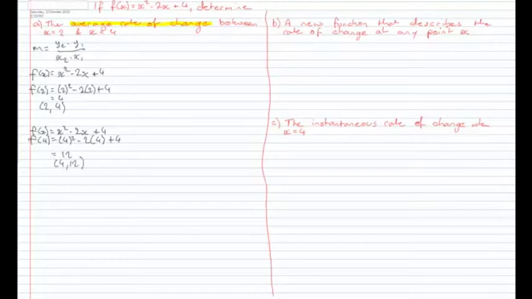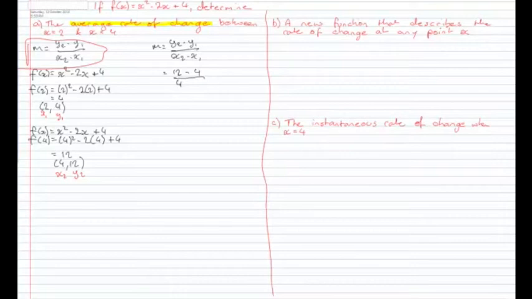Substituting into our gradient rule, m equals y2 minus y1 over x2 minus x1. Label the points x1, y1 and x2, y2. Substitute in now: y2 being 12, minus y1 being 4, over x2 being 4, minus x1 being 2. That gets us 12 minus 4 is 8, over 4 minus 2 is 2, which gets us 4. Therefore, the average rate of change between x equals 2 and x equals 4 is 4.